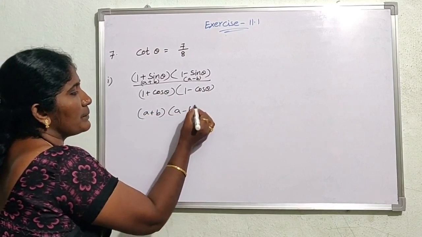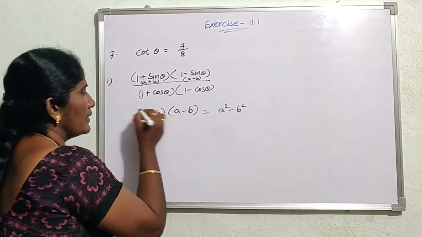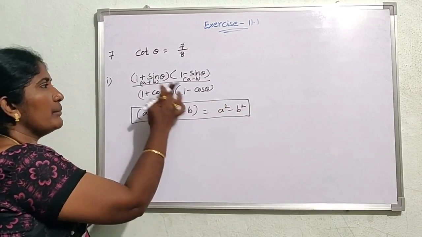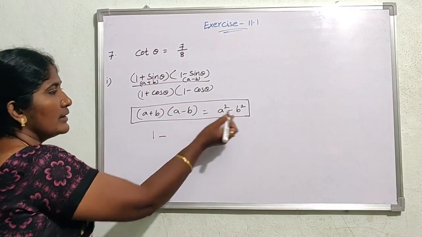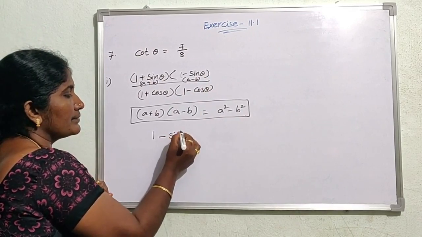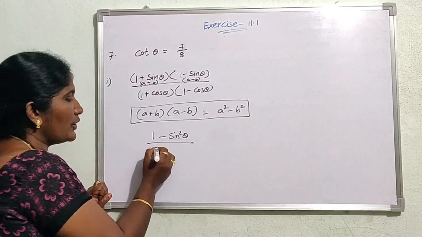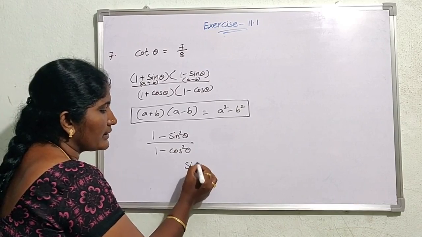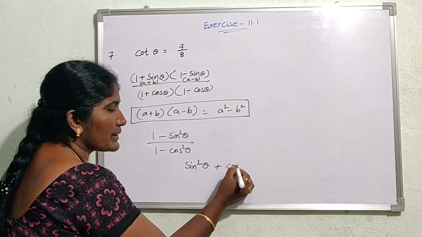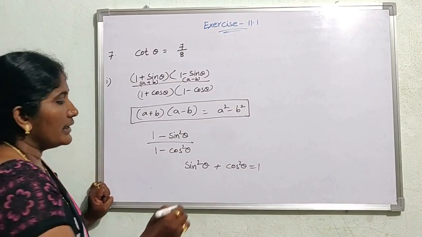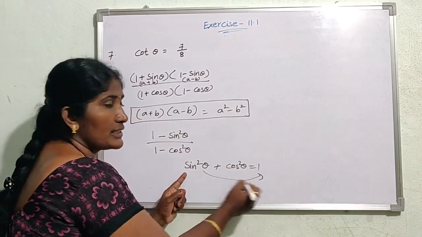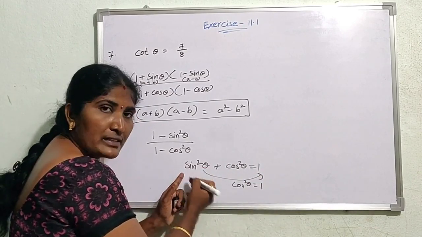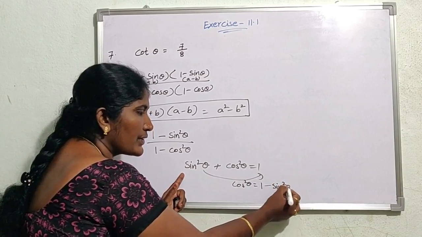What is the formula for (a plus b) into (a minus b)? a square minus b square. Here a means 1 and b means sin. 1 square minus sin square theta by denominator 1 minus cos square theta. From identities, what is the first trigonometric identity? Sin square theta plus cos square theta is equal to 1. Here onwards, 1 minus sin square can be written as cos square.